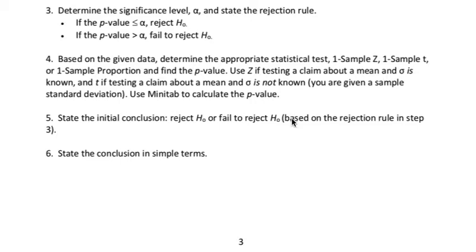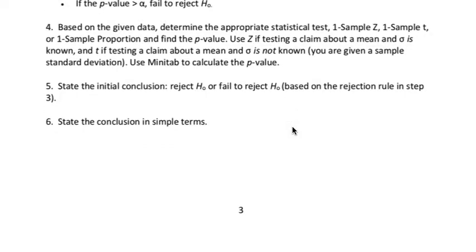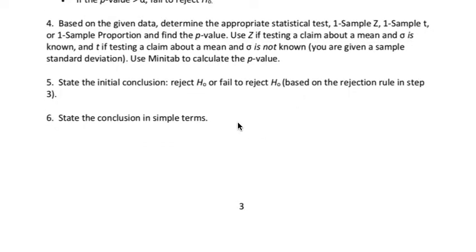So we're going to use Minitab to calculate the p-value. Then we will state our conclusion by comparing the p-value to alpha, determine if we will reject or fail to reject the null hypothesis, and then determine what this tells us about the situation.